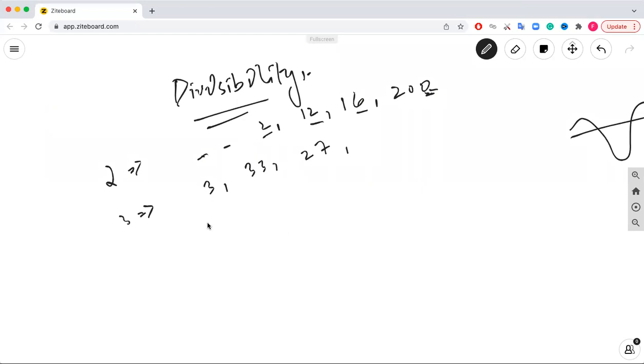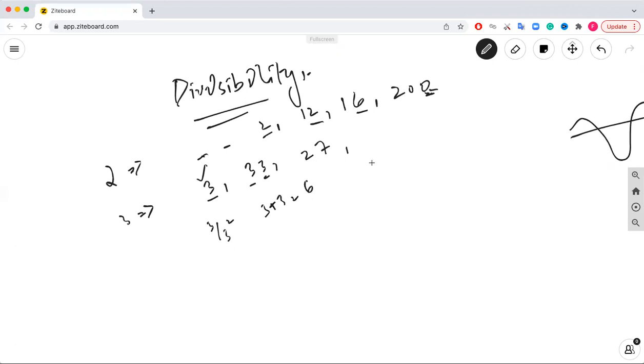Okay, a number is divisible by 3 when the sum of digits of that number is also divisible by 3. We have 3, 3 is divisible by 3, the remainder is 0, so it's divisible by 3. We have 33, 3 plus 3 is 6, 6 is divisible by 3, so that number is also divisible by 3.